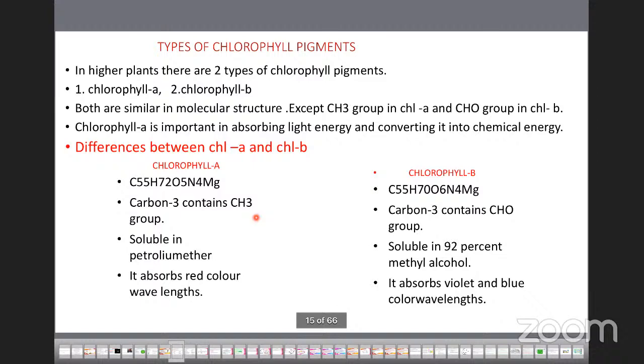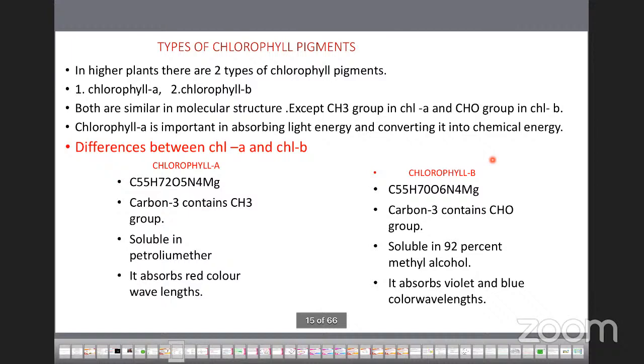Whereas in carbon 3, the position is the same, but the groups are different. For the third carbon, CH3 is connected in chlorophyll A. That's why a CH3 group at the third carbon indicates chlorophyll A, and a CHO group, that means an aldehyde group, at carbon number 3 indicates chlorophyll B.